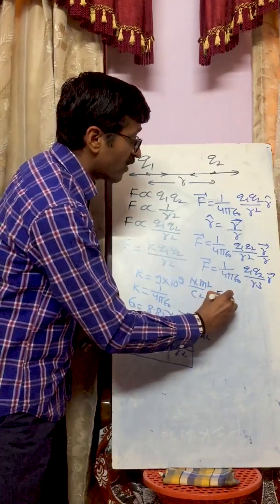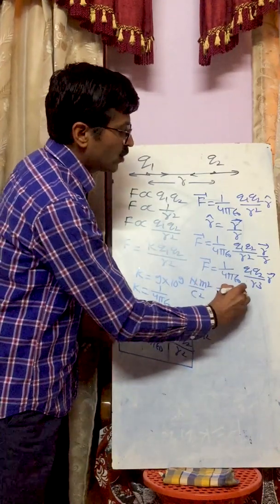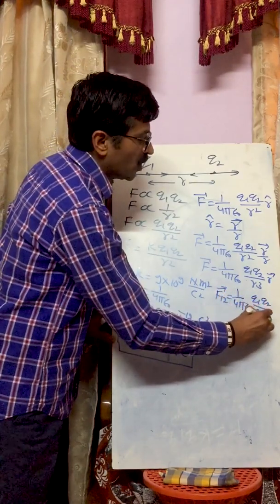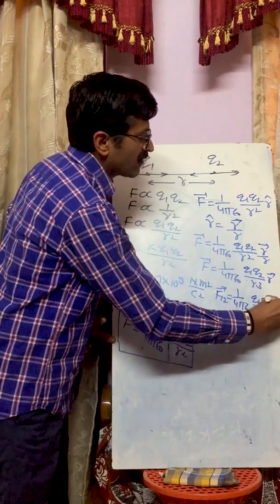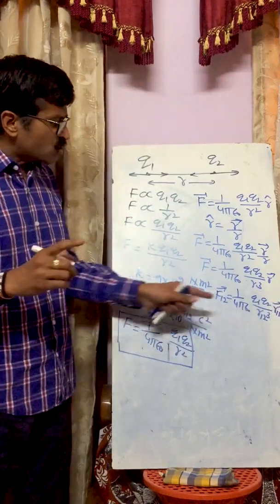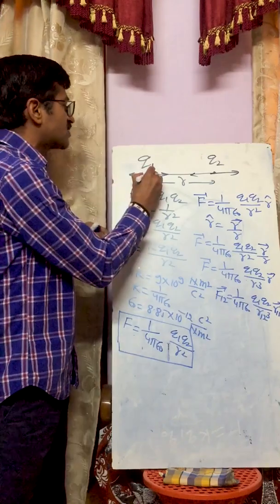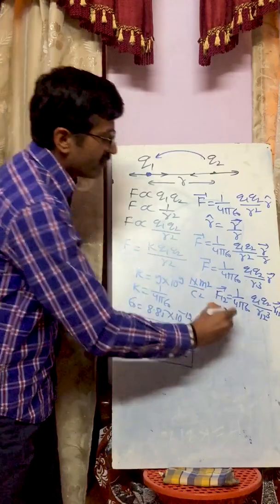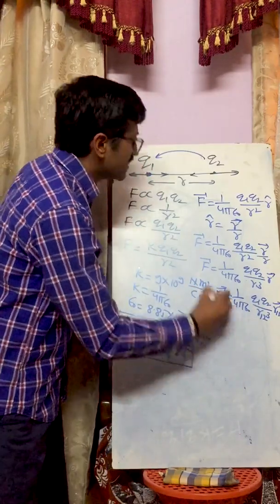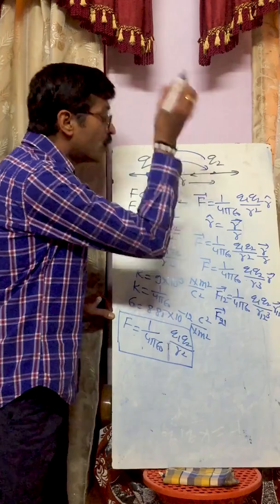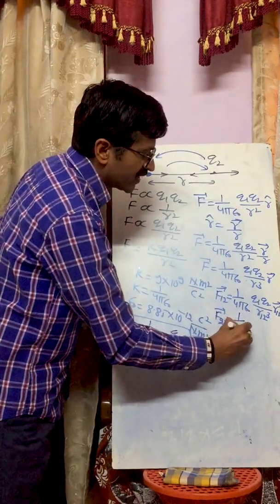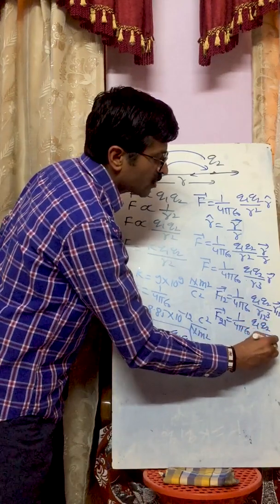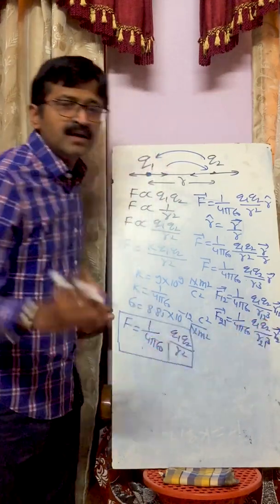Now what about F12 vector? It is 1 upon 4 pi epsilon naught Q1 Q2 upon r12 cube r12 vector, and it shows the force acting on charge Q1 due to charge Q2. This is F12, remember. And what about F21? That is the force acting on Q2 due to Q1. It is given by 1 upon 4 pi epsilon naught Q1 Q2 upon r21 cube r21 vector.